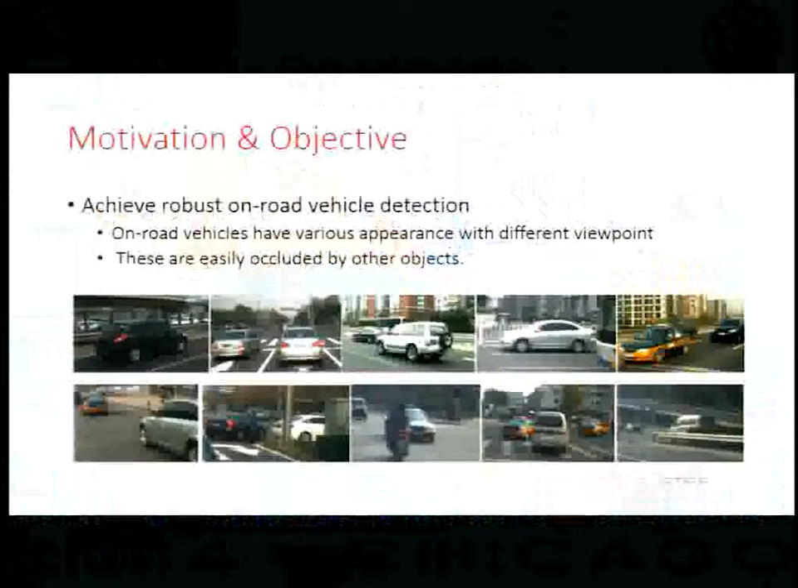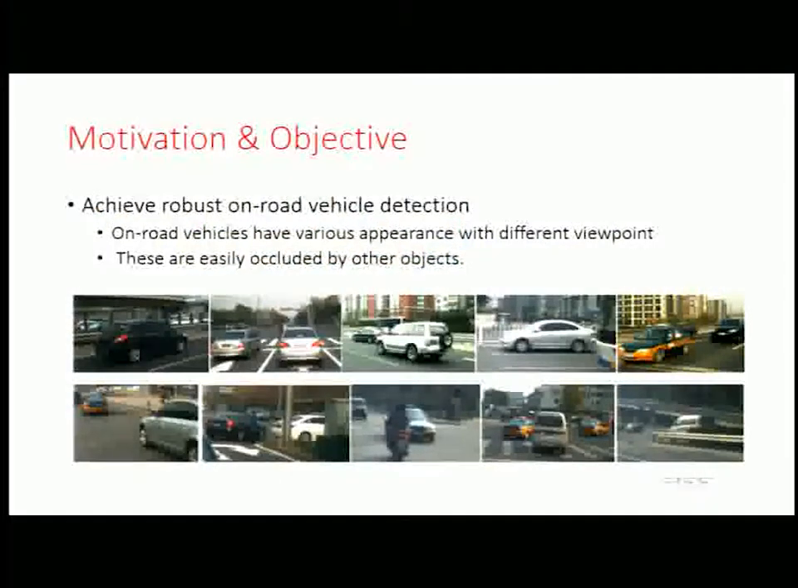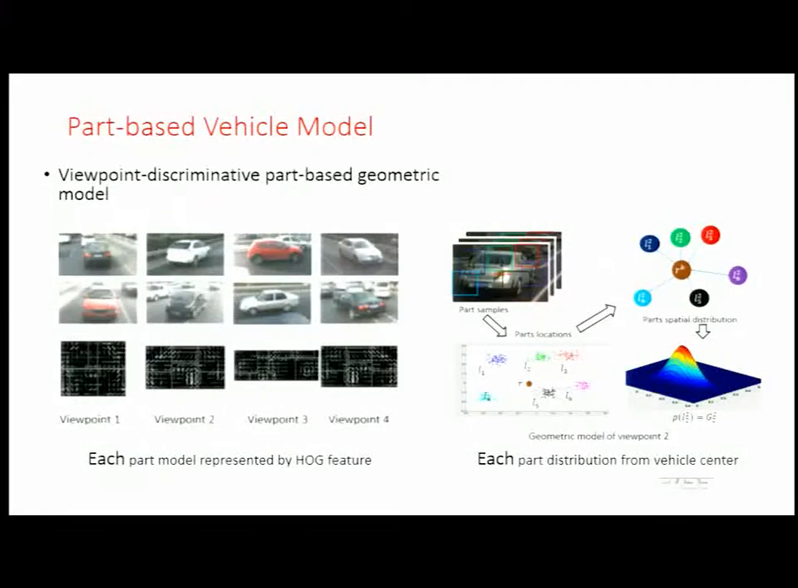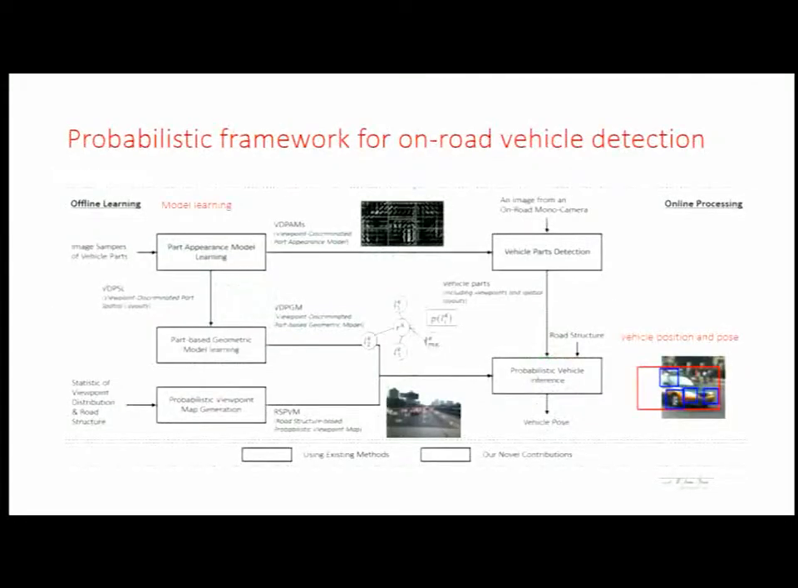The motivation of the objective is to achieve robust on-road vehicle detection. On-road vehicles have various appearances with different viewpoints, as in the first row of pictures. They are also easily occluded by other objects, such as infrastructure, cars, or pedestrians. So, in order to overcome these detection difficulties, we propose a probabilistic framework for on-road vehicle detection.